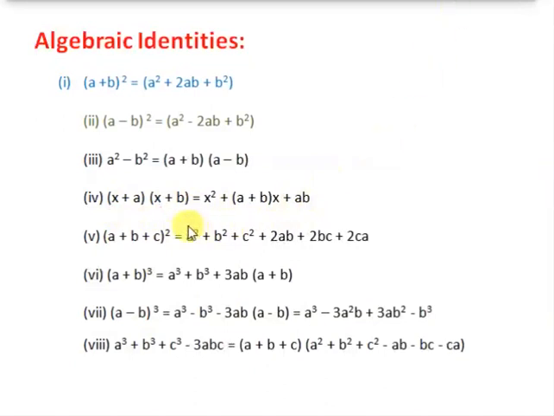Next is (a plus b plus c) whole square. Here we had (a plus b) whole square only, and now we have three terms. So it is a square plus b square plus c square plus 2ab plus 2bc plus 2ca.